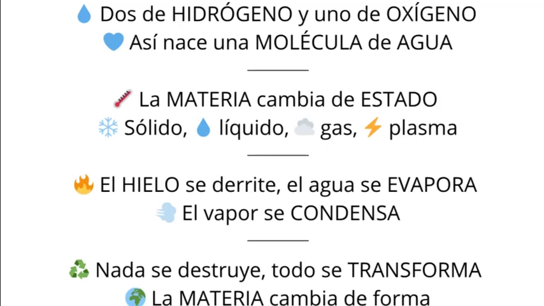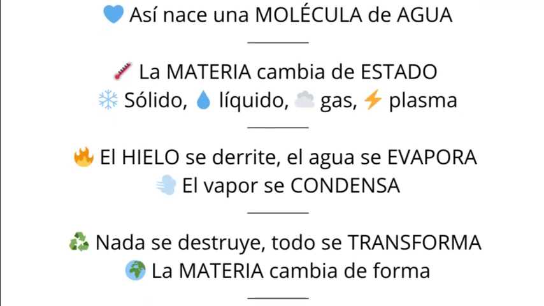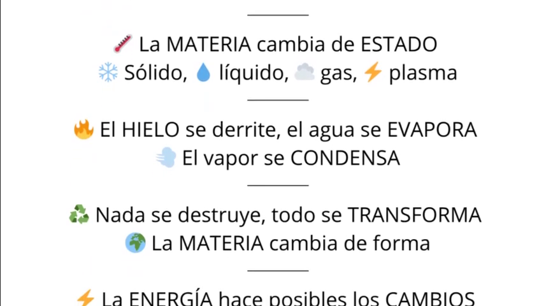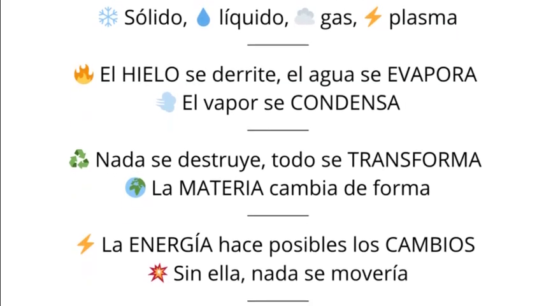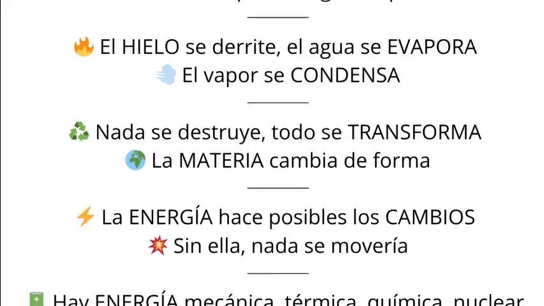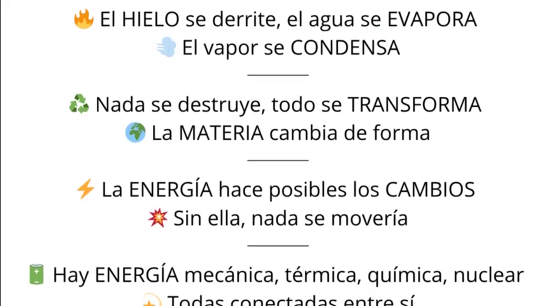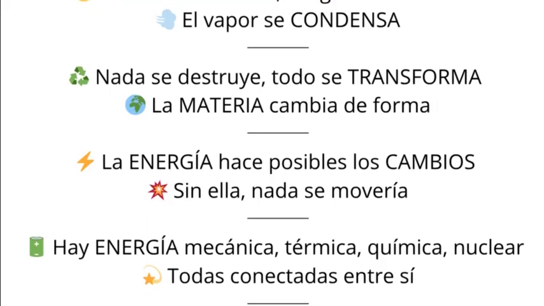Matter can exist in different states: solid, liquid, gas, or plasma. Ice, for example, can melt into liquid water, evaporate into vapor, and condense again into drops. In all these changes, matter does not disappear, it simply changes form.